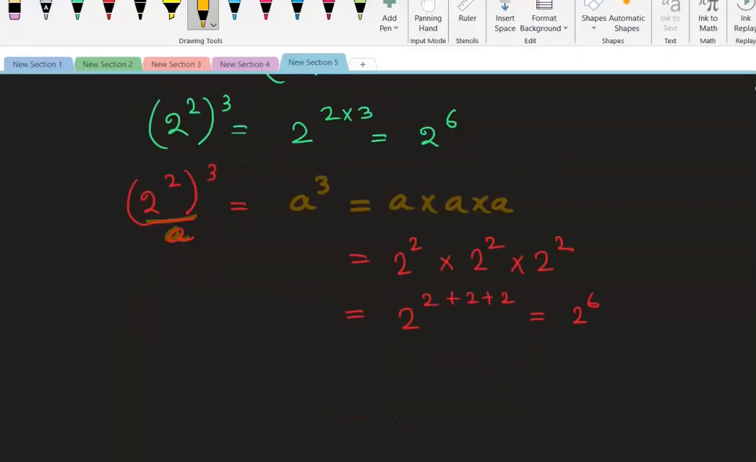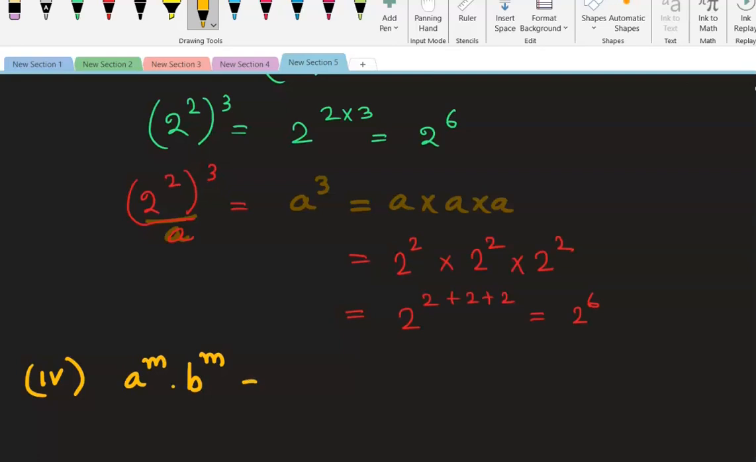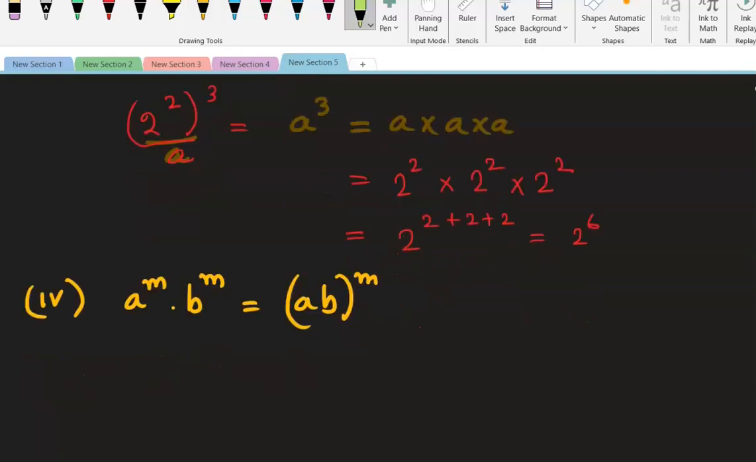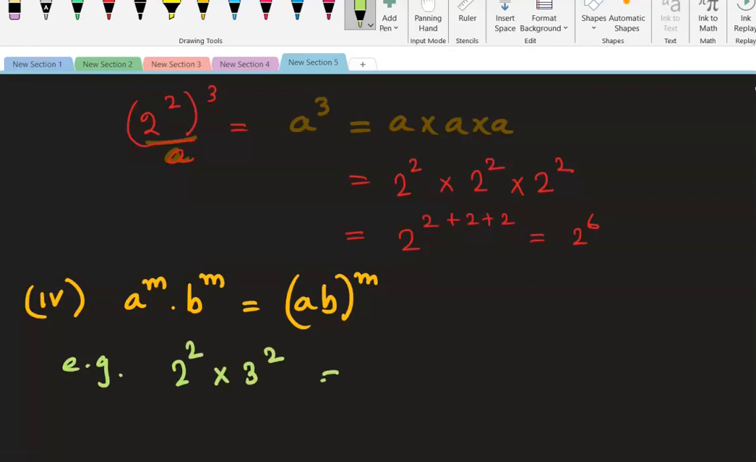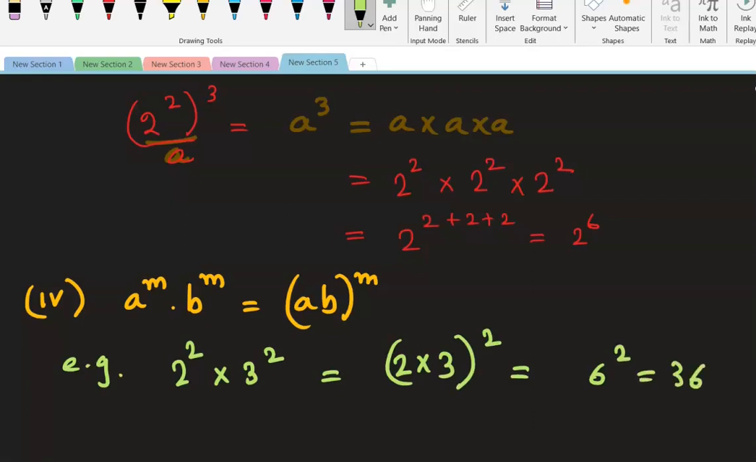Now let's go to the next rule, rule number 4, that says a to the power m into b to the power m is equal to ab whole to the power m. So let's take an example. What is 2 square into 3 square? We can write this as 2 into 3 whole square. So that means 6 square. So in this way we can use this.